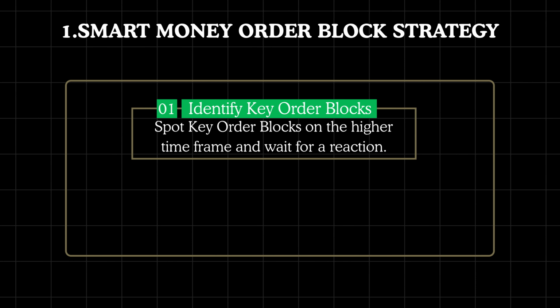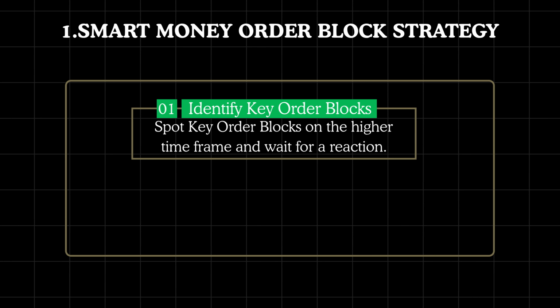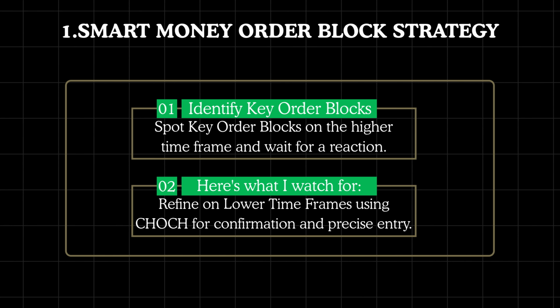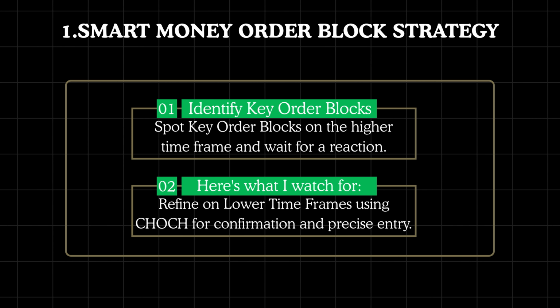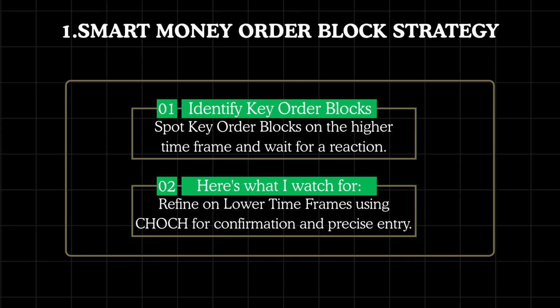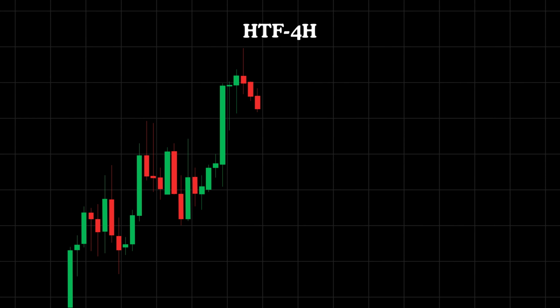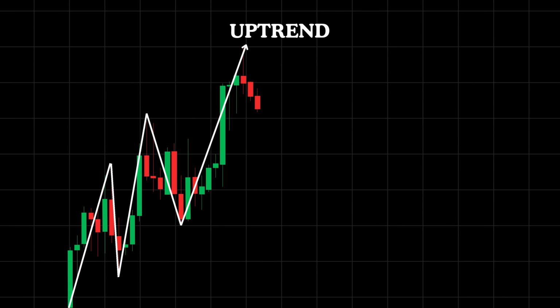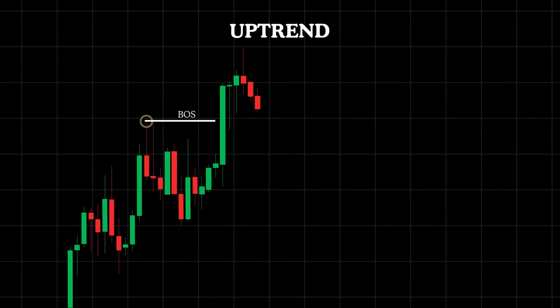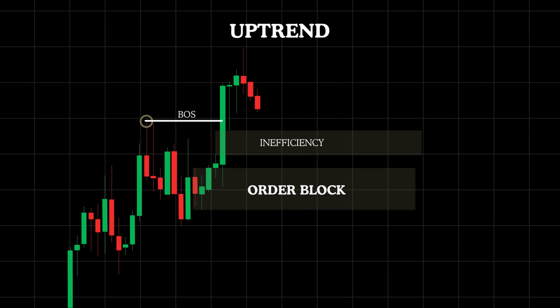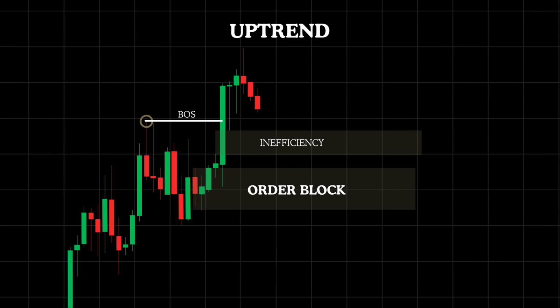First, examine the higher time frame to identify significant order block zones. Then, switch to the lower time frame, wait for a clear change of character, and fine-tune your entry for pinpoint accuracy. Let's walk through it step by step. Alright, let's bring up the 4-hour chart. This is our higher time frame. The first thing to do is evaluate the market structure. Right now, we're looking at an uptrend, and this move here has created a strong bullish order block. This zone is essential. It's where big players typically place their trades.